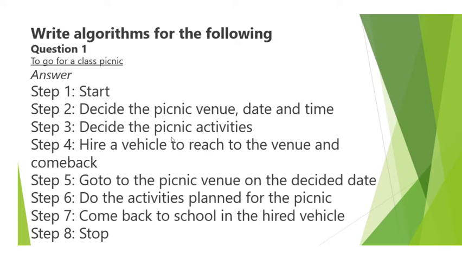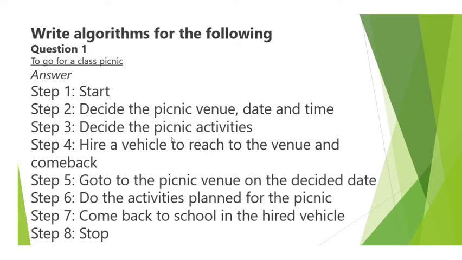The fourth step will be to hire a vehicle to reach the venue and come back. You have to arrange a vehicle to reach the venue and come back. Got it? The next, fifth step will be to go to the picnic venue on the decided date.